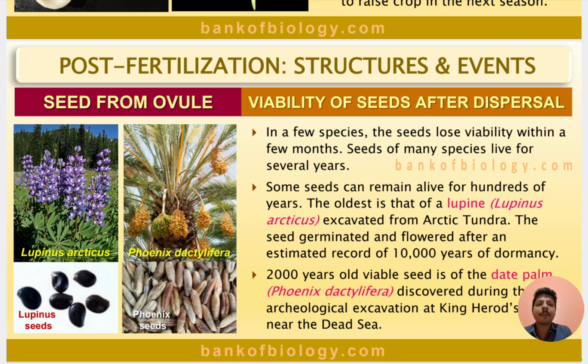Coming to viability of seed after dispersal, in a few seeds, the seeds lose viability within a few months. Seeds of many species live for several years. Some seeds can remain alive for thousands of years. The oldest is that of lupine, Lupinus arcticus, excavated from the Arctic tundra. The seed germinated and flowered after an estimated record of 10,000 years of dormancy.